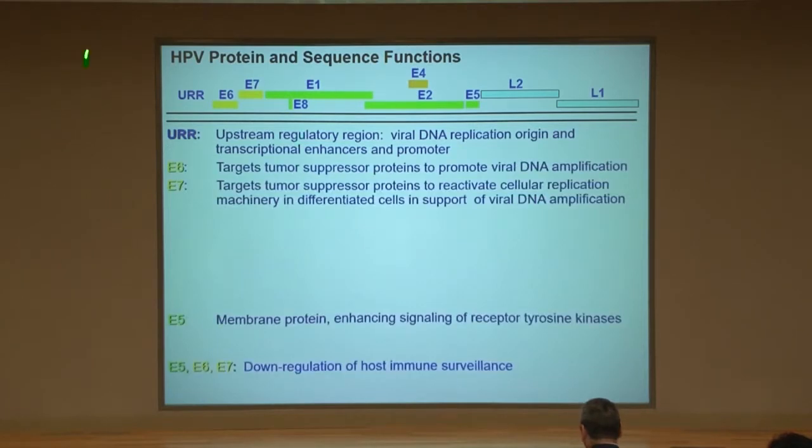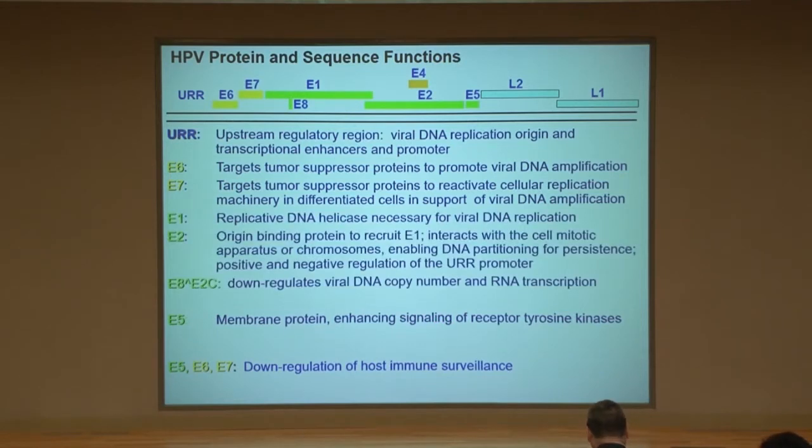And there are 2 genes, E6 and E7, plus E5 here. These 3 are considered viral oncoproteins. E6 and E7 target tumor suppressor proteins to recondition the cell to support viral DNA amplification. And E5 is a transmembrane protein that enhances receptor tyrosine kinase signal transduction.